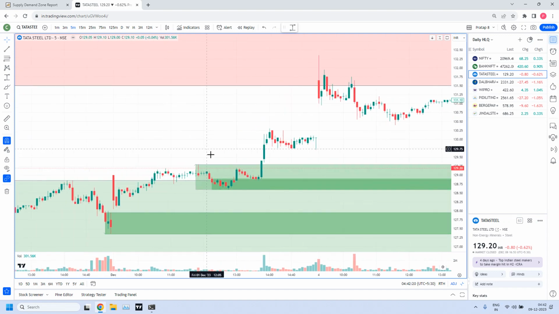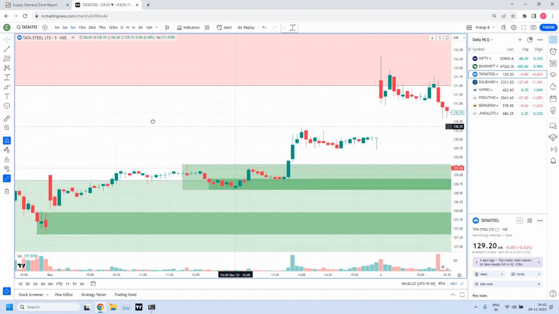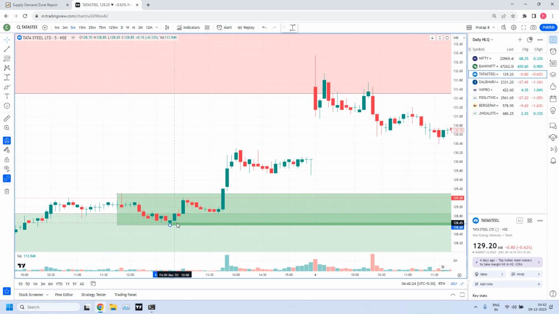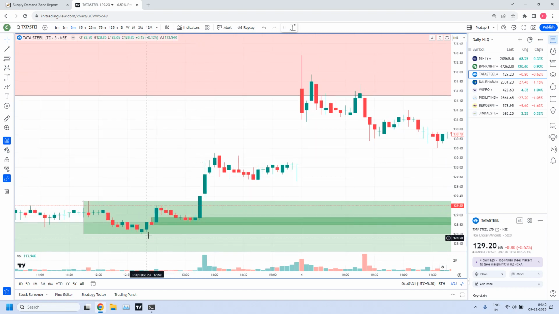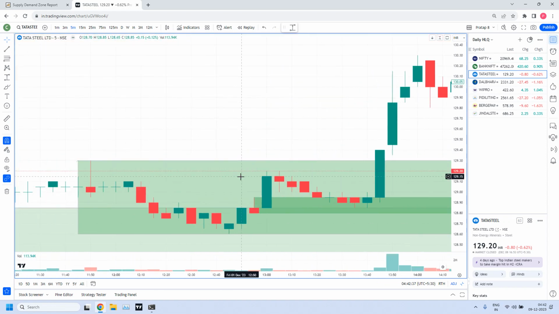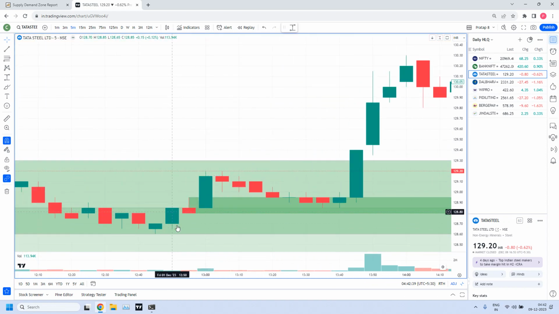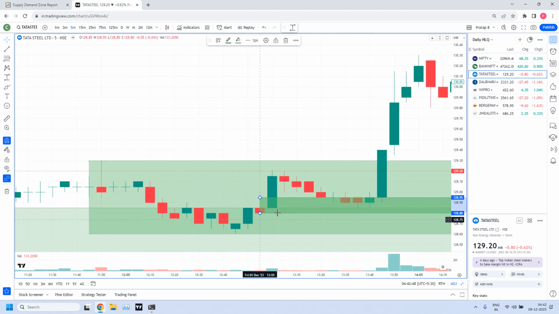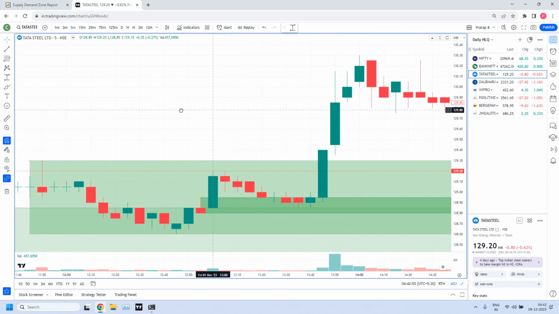Now can we draw any 15-minute zone inside this? Yes, we can draw. Something like this. We have a rally candle, that is a leg in. Let me expand to bring clarity. So this is the leg in, and we have a base candle, and we have a leg out. This zone. Is this zone going to work? Will it work?